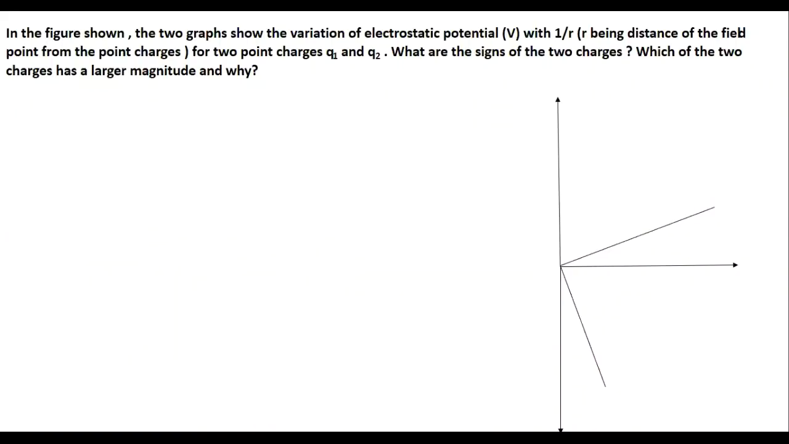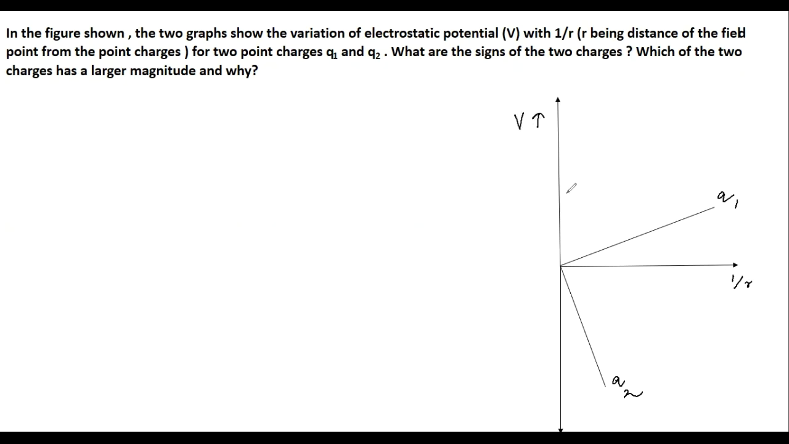Okay. So here you can see that a figure is given, and it is said that two graphs show the variation of electrostatic potential with 1 by R, R being the distance of the field point from the point charges, for 2 point charges Q1 and Q2. So this curve is for charge Q1 and this curve is for charge Q2.